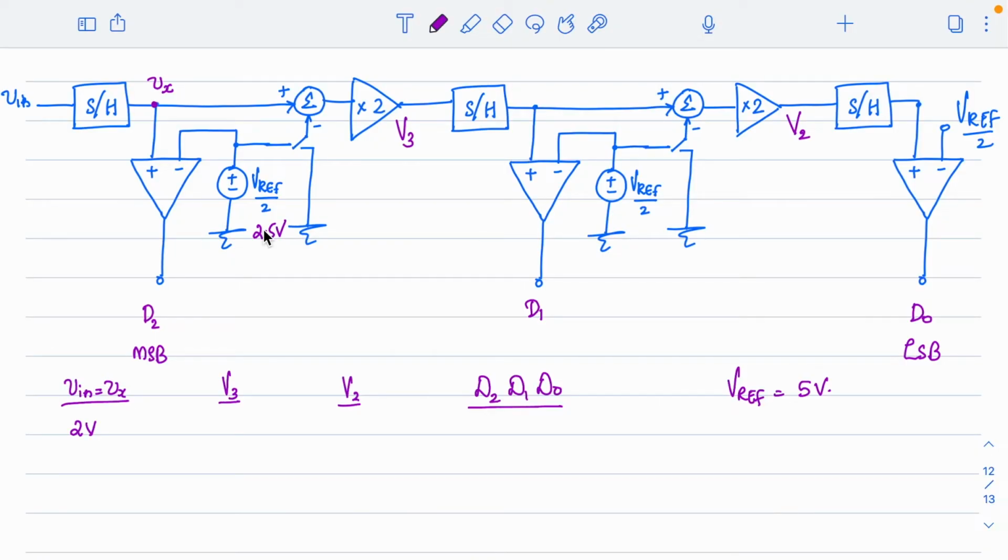So what will happen? The voltage coming here is 2 and the other is 2.5. The comparator will directly give you a 0, so D2 will be 0. I can directly write the output here. Now if your Vx is less than Vref by 2, the same voltage will be passed here. There is no subtraction of Vref by 2. So the same 2 volt will come here, and 0 will come at the other input. Now 2 and 0 will be added and multiplied by 2, and what we get at V3 will be 4.